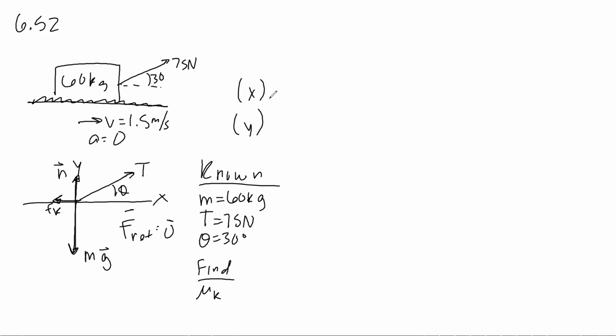Summing in the X direction, both of these have to add to 0 since our acceleration is 0. In the X direction, we're going to have plus T cosine 30, which we know is 75 cosine 30, minus F sub k, equals 0. And then in the Y direction, this would be plus N plus T sine of 30, minus mg, equals 0.